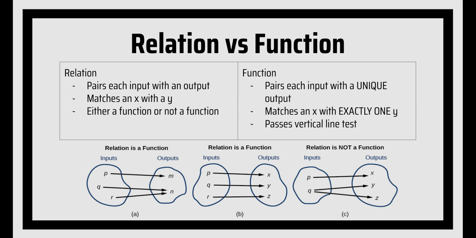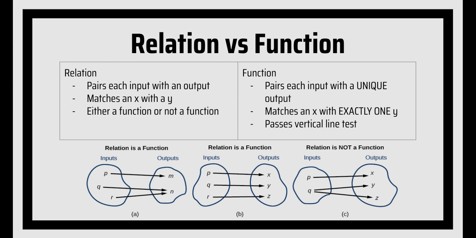So of the 3 mappings we have below, map A has 2 x values pointing to the same y value. A function just has to match an x with exactly one y. It is okay if 2 different x's have the same y value. That is still a function. For map B, each x has its own unique y value. That is also a function.